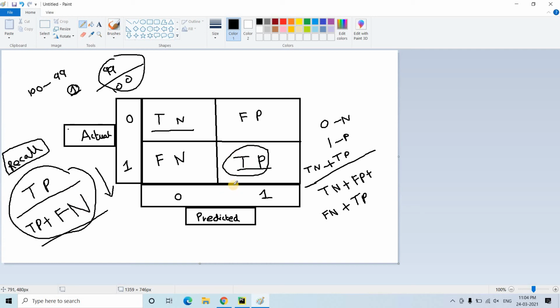One more interesting formula I want to show you, that is TP by TP plus FP. What is this indicating? Try to understand. This particular formula is giving more importance to the false positive case. There are some situations where we need to handle this particular cell very carefully. Okay, why? In which situation? Let me discuss. So what is false positive indicating?